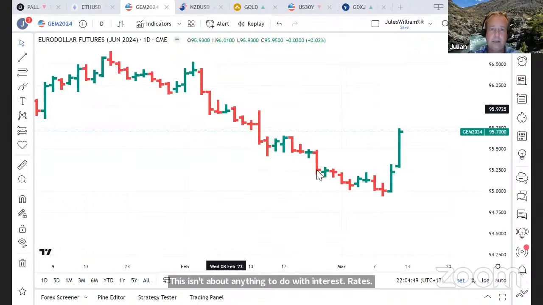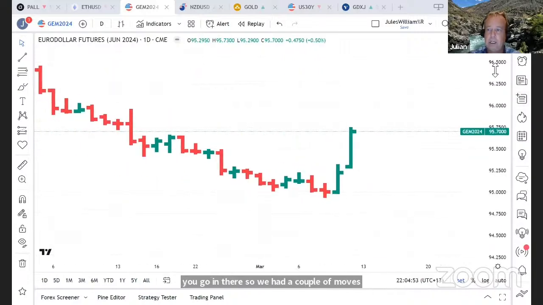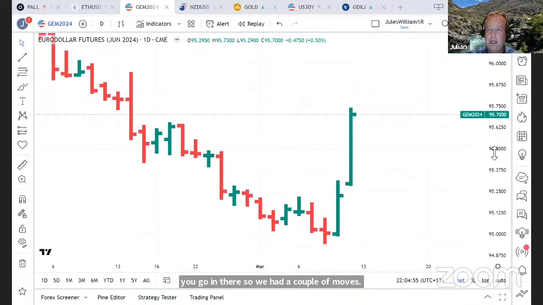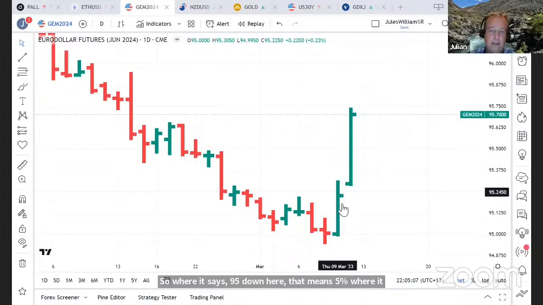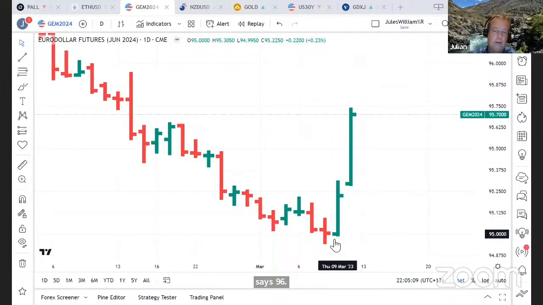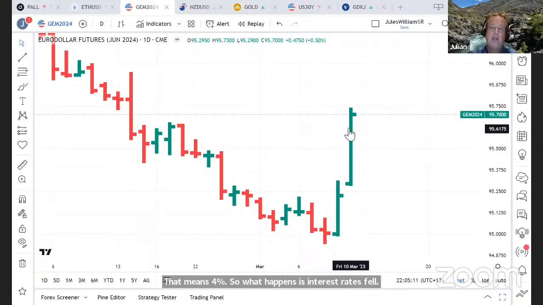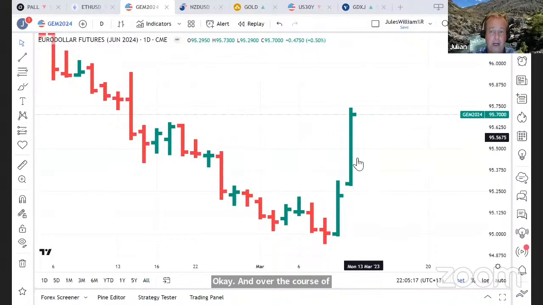This is a daily chart of those Eurodollar futures. And look what happened on Thursday and Friday. I'm just going to highlight these 2 days. On the right-hand side is the interest rate, which is inverted from 100. So where it says 95 down here, that means 5%. Where it says 96, that means 4%. So what happened is interest rates fell, the market rallied in Eurodollar futures, interest rates fell, okay, and over the course of 2 days. And you say, hang on a second, didn't the bank failure happen on Friday?